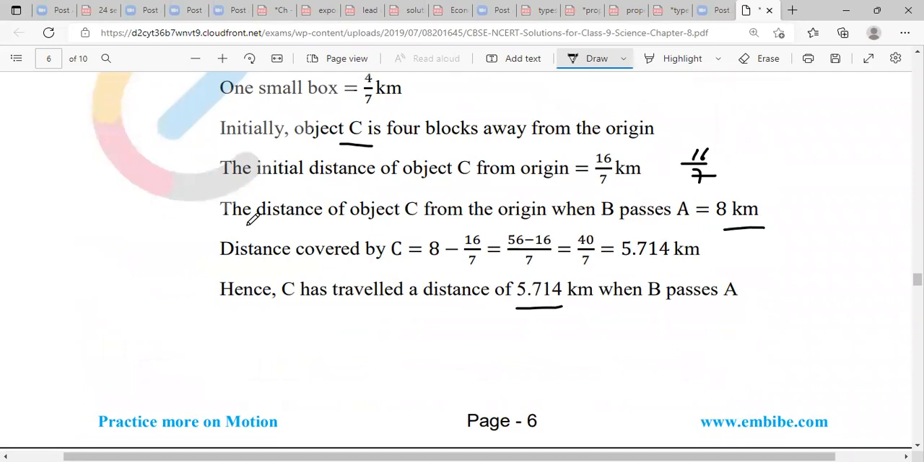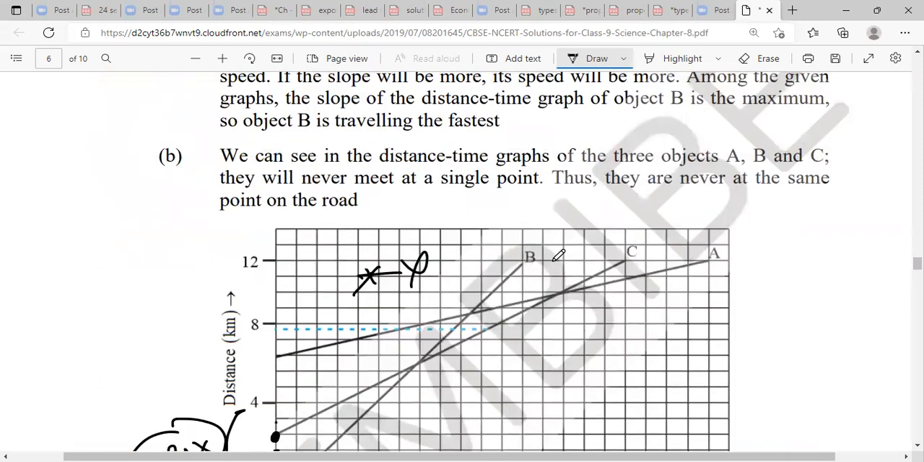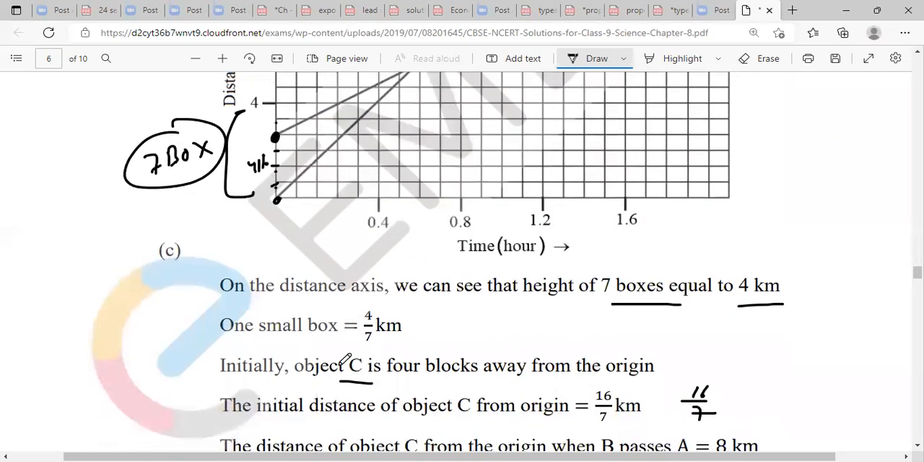And then the distance of object C from the origin, once B passes A, is 8 kilometers. So the distance covered by C is A. From this 8, you are going to subtract this because that's going to pass it. Or you can simply count the boxes. It's like 1, 2, 3, 4, 5. So the answer is going to be 5 point something. Just count that, it's going to be somewhere like this. Now it's clear.